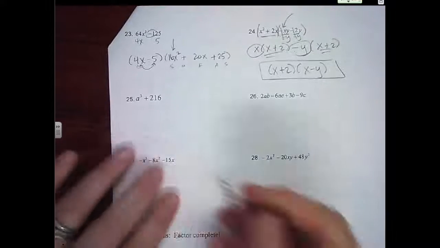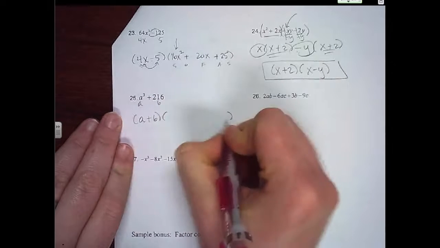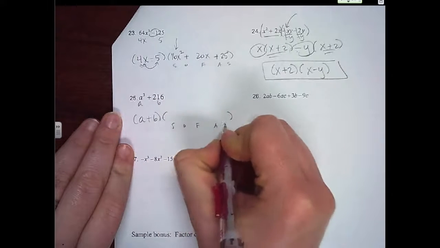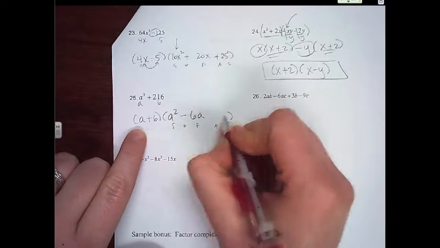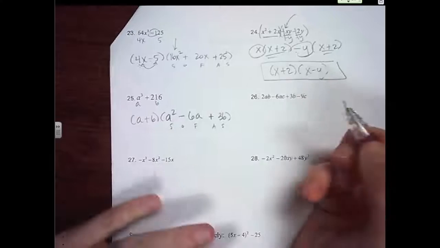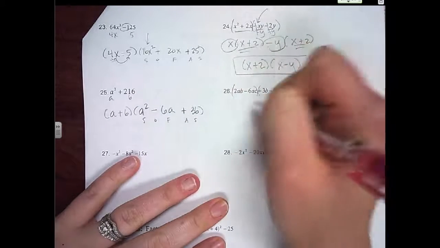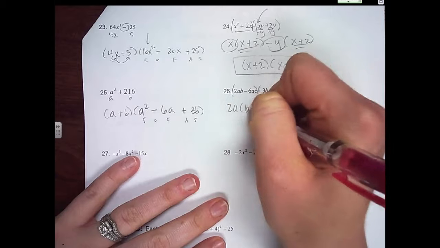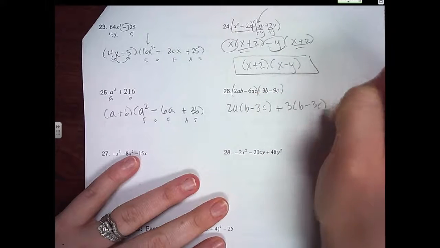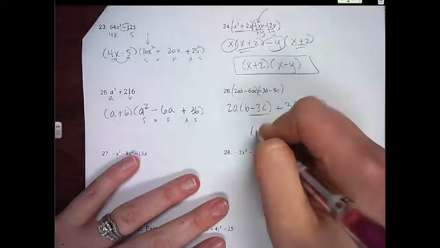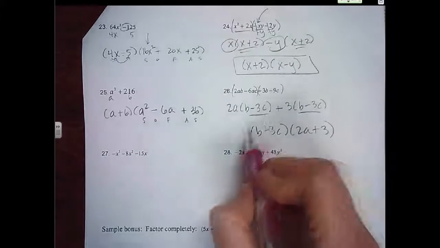25 is another cube one. This would be a and 6. So a plus 6. And then SOFA, so square the first, opposite sign, multiply the two together, add, and square the second. 26 is another 4 term, so group and group. I can take out a 2a, and I can take out a 3. There's my same term. And there's my answer.